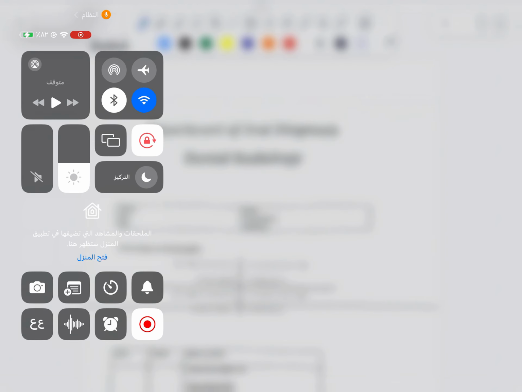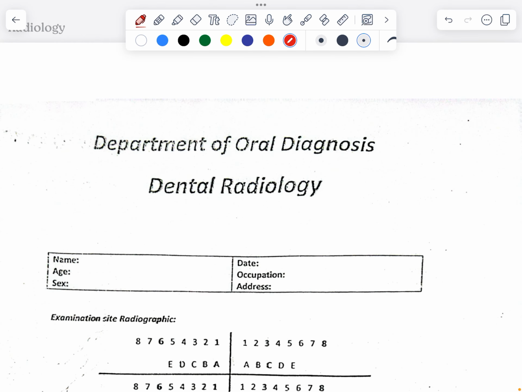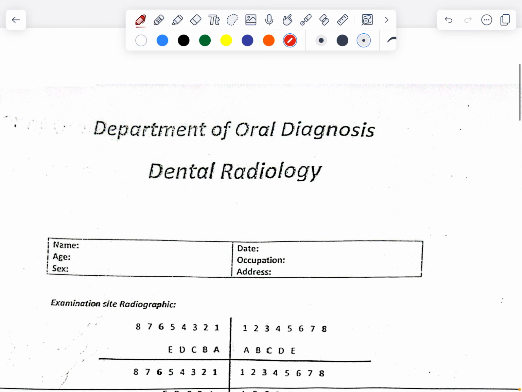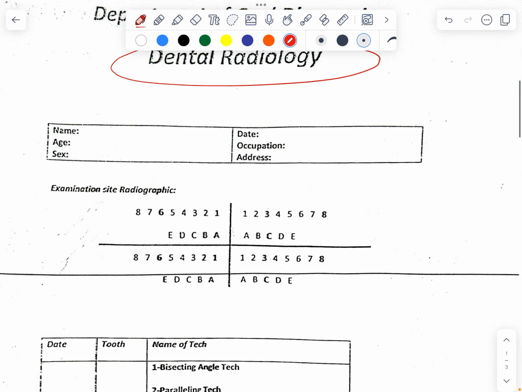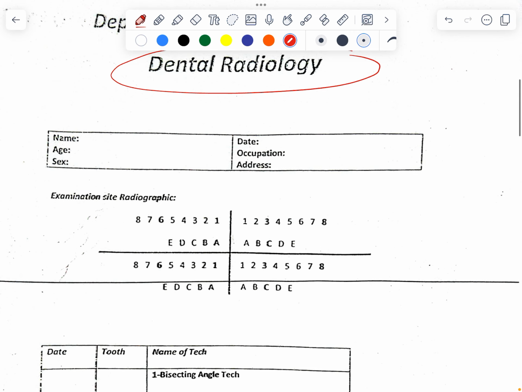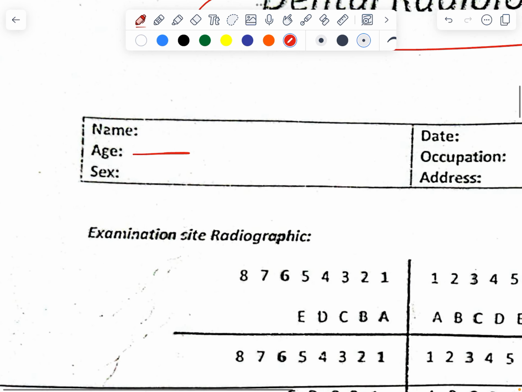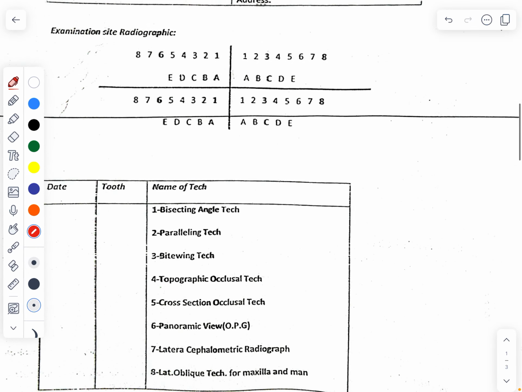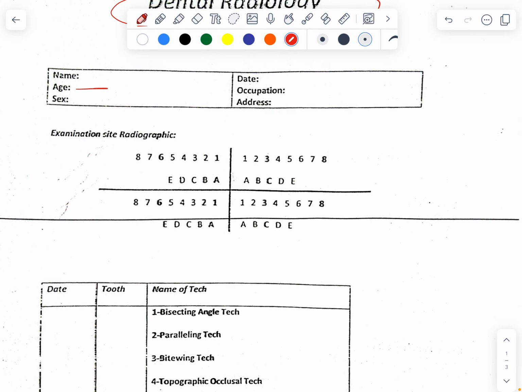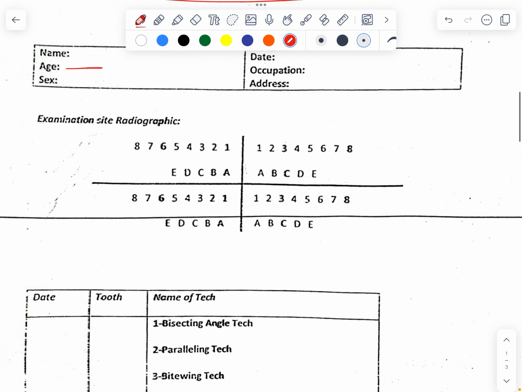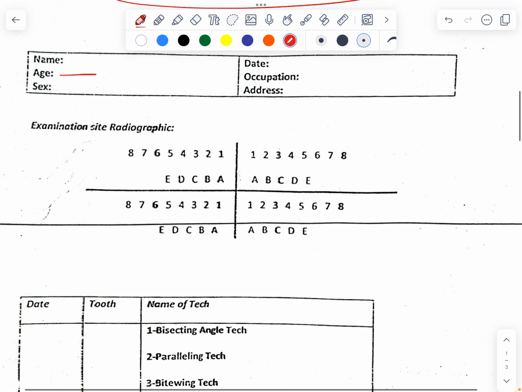Department of Oral Diagnosis and Dental Radiology case sheet. First of all, you fill the patient information and especially the age because of mixed dentation. Then specify the teeth to be examined. This is for the children and this is for the permanent teeth.